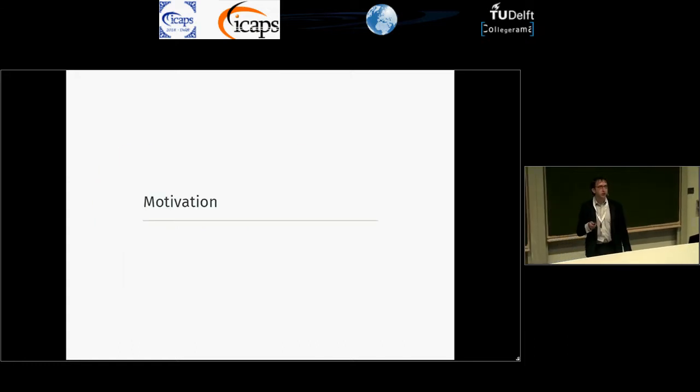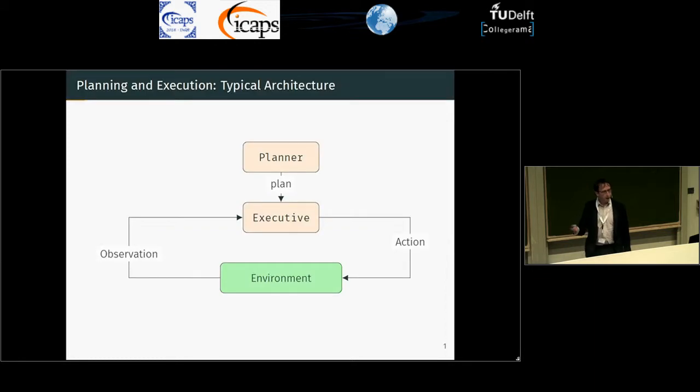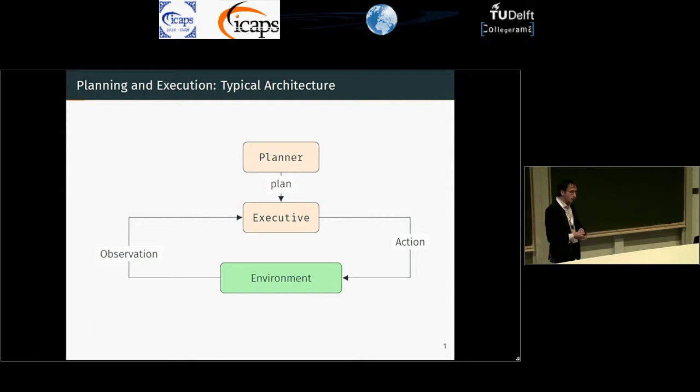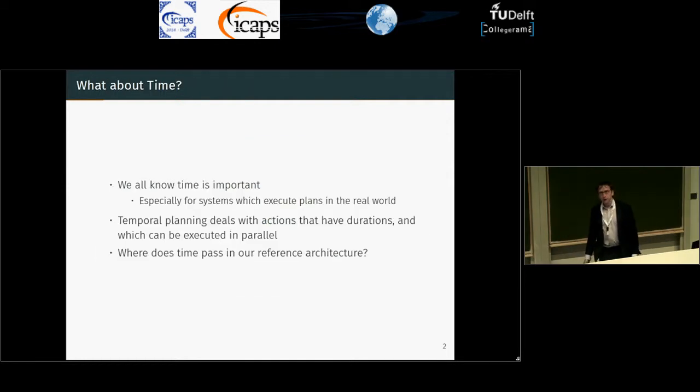Just to give some motivation about this work, for those of us who ever execute our plans, we might think of a typical architecture as looking something like this. So we have a planner which produces a plan. We give it to an executive which starts taking actions in the world, observing the effects, and it might replan or some other bits and pieces, but we generally have this sort of situation. What about time?